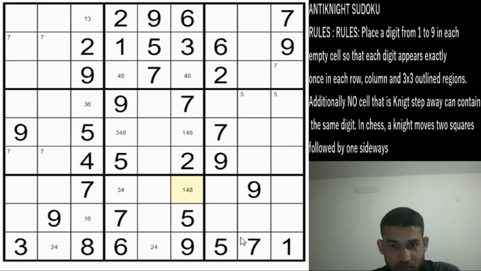And 1 in column 7 can only be in these two cells. 6 in row 3 can only be in these two cells. This would be 4 or 8. Rest of the digits are not possible.